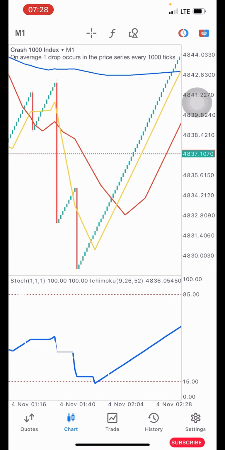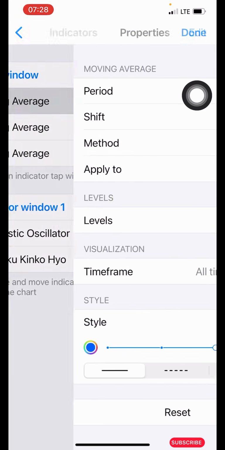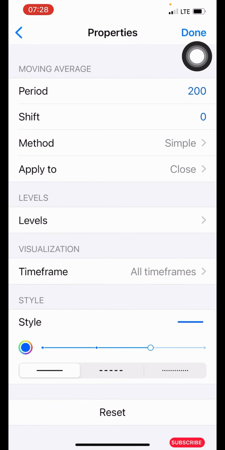So you click on this F icon here. After clicking on that, as you can see here, we have 3 moving averages. You are going to click on the main window plus icon, then you search for the first moving average. For this one, the period is 200, the shift is 0, method is simple, apply to is close, the level you leave as it is, time frame is all time frames. Now the style you make it color blue, 3 pixel, you click on done.